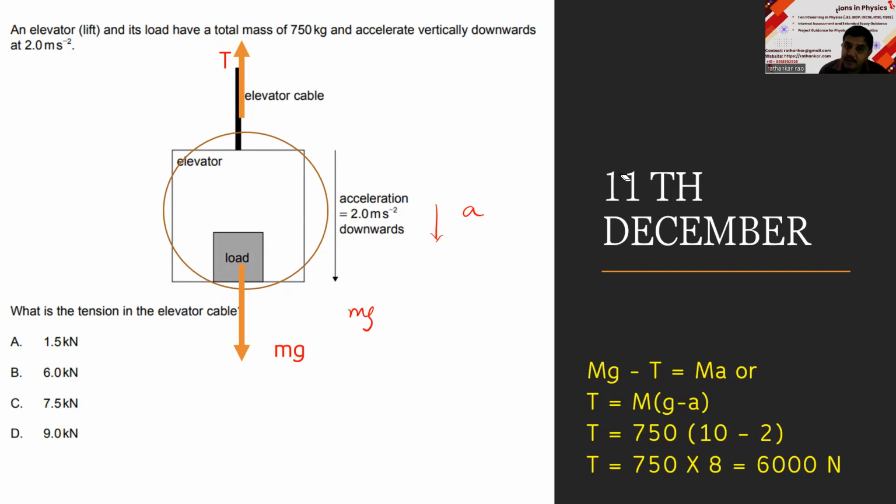Otherwise, if the object was moving upwards, then what should be the force direction? It should be T minus mg. T will be taken as positive. Okay. T should be equal to m into g minus a. Substitute the values. You get the answer 6,000 newtons. Thus, the correct answer here is 6 kilonewton. I hope you understood this particular problem. Okay, you should know clearly how to draw the free body diagrams.